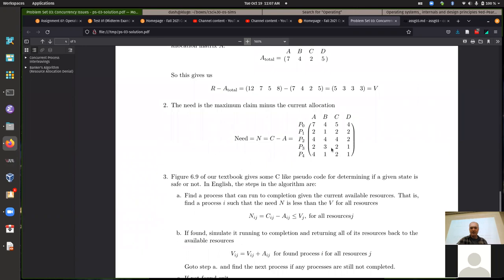Likewise, almost everybody, except for two or three or four people, got the need right. And for those people that had it wrong, I think everybody was doing the right thing. There was just an arithmetic mistake somewhere. But the need is really the maximum claim minus what you currently have allocated. That's the remaining amount that I need in order to complete my task, is the way I usually look at that.